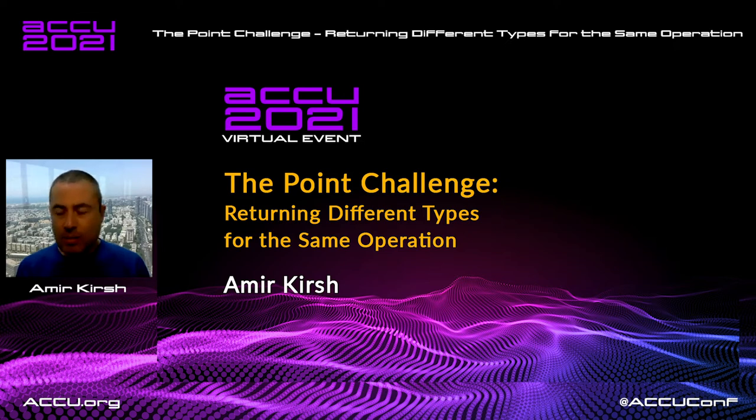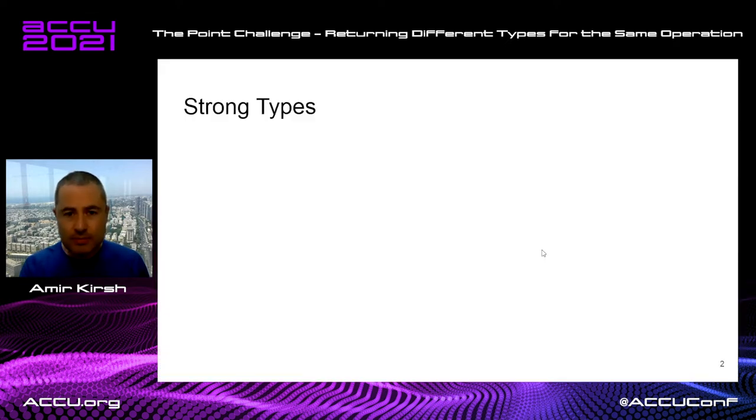So we will start by talking about strong types, and we'll go through measurement units and the importance of keeping safe measurement units, and then go to what is the point challenge and how can we address it. And then we'll dive a bit technically into how to implement a method that may return different types, but still be a single method. So this is the idea. This is going to be the content. Let's start with strong types.